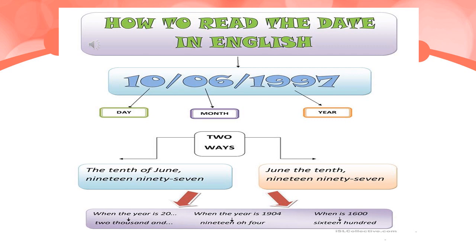Now, how to read the dates in English? So, look at this date. We have 10, which is the day, and 6, the month, and 1997 is the year. So, there are two ways. The first one, we start from the day. So, the 10th of June, 1997. Or we start from the month. June, the 10th, 1997.